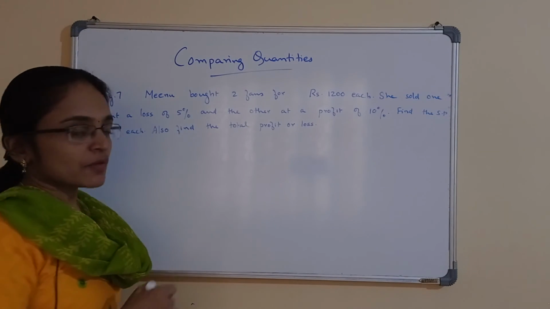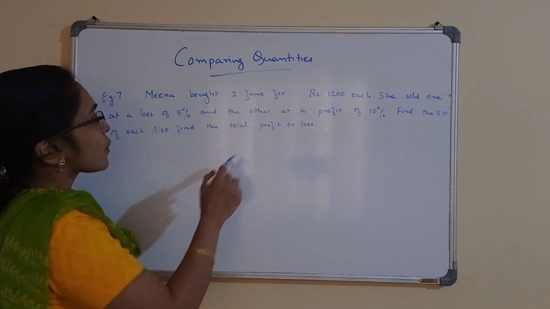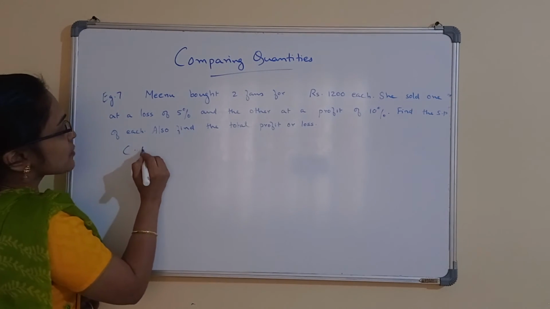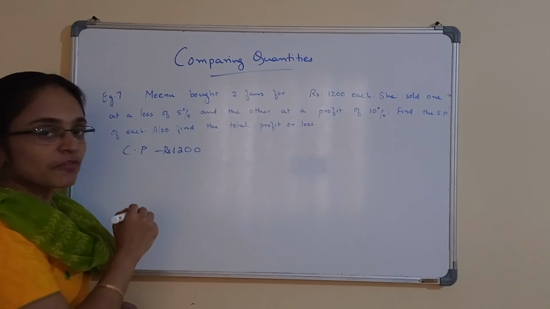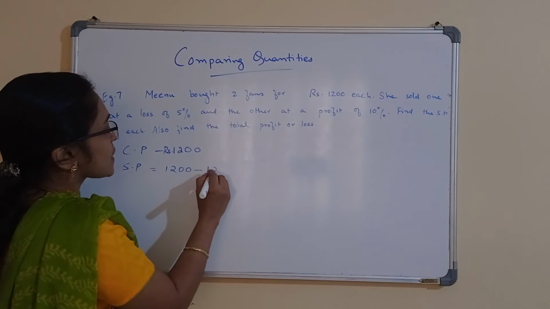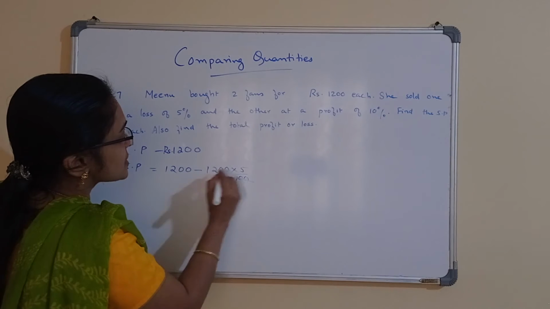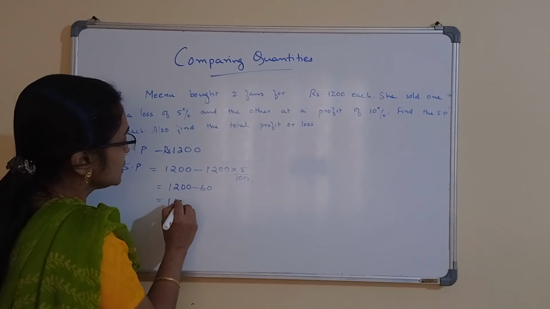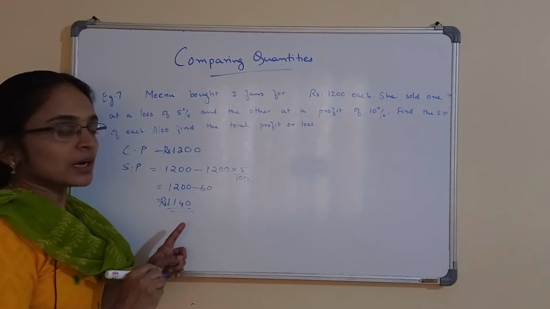She sold one at a loss of 5% and the other at a profit of 10%. Find the selling price of each. Also find the total profit or loss. Two fans. So let us consider the first fan. Cost price of first fan is 1,200 rupees. And he sold it at a loss of 5%. So selling price equal to 1,200 minus 1,200 into 5 by 100. Right? So this is equal to 1,200 minus 60, which is equal to 1140. So first selling price is 1140.